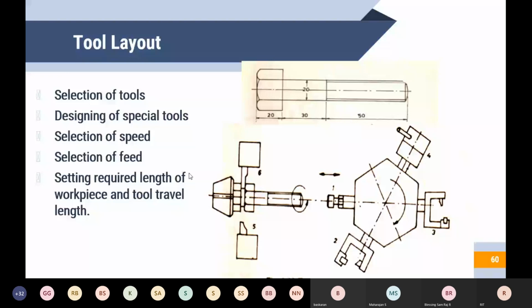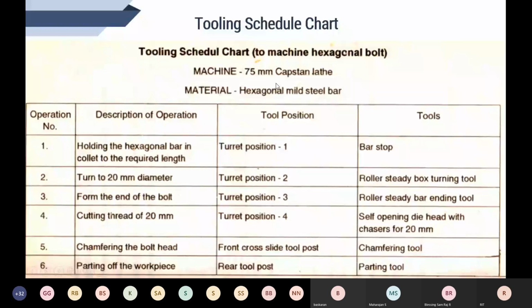So for example, I'm going to do the tool layout for an external bolt. See, this is the tooling schedule chart. In the industry, they normally mention some details for all the machines. The machine is a 75 mm capstan lathe, the material is mild steel. And then tool positions 1, 2, 3, 4. Every tool position has a different tool for the individual operations.